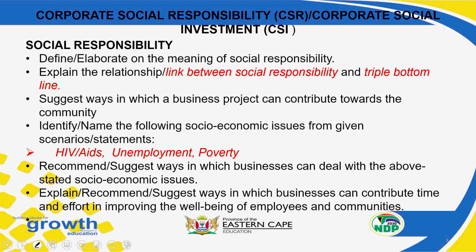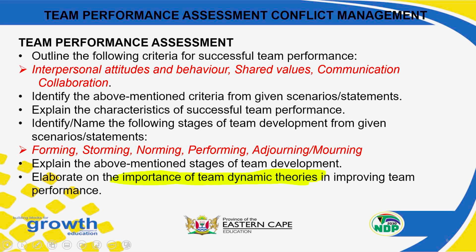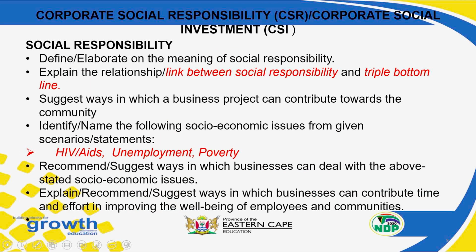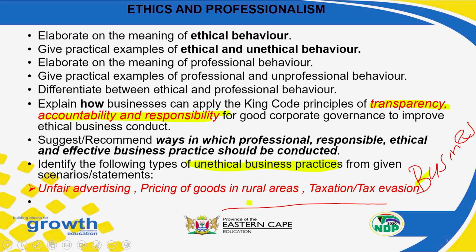The challenge with this question is that mostly learners are not focusing when they start this one. It is fine with HIV, but when it comes to unemployment, they usually swap unemployment and poverty. Then lastly, you need to suggest ways in which a business can contribute time and effort. Then let's go back.